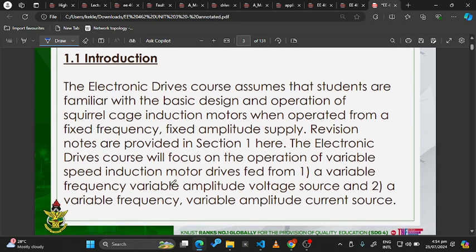Okay. So this is just the introduction. In this course, there is the assumption that you're already familiar with the basic design and operation of squirrel cage induction motors, even though I'll take some time to explain what I think should be explained. Squirrel cage induction motors are just a type of induction motor. We have the squirrel cage induction motor, and we have the wound rotor induction motor. I'll speak about that very soon.